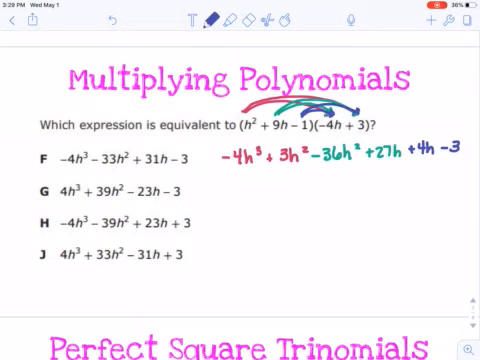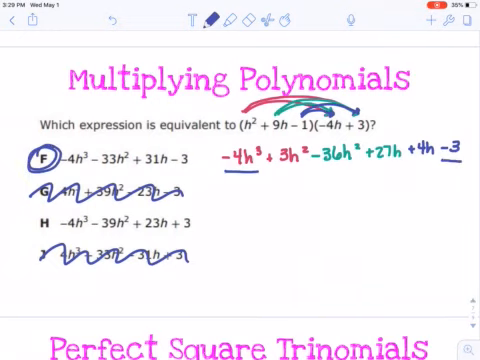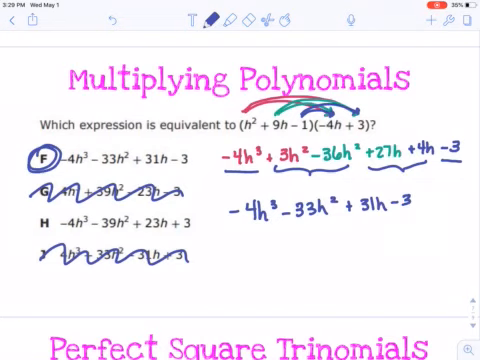Okay? Now, you can kind of figure some things out just by doing this alone. We know that we want to start with negative 4h cubed. So g is out, j is out. Right? Then we also know that we're going to end with negative 3. So really the answer here has to be f, but let's go ahead and combine like terms just to make sure we did this correctly. So 3h squared and negative 36h squared is going to be negative 33h squared, which is good. And then 27h and 4h is going to be 31h, which is also good. So the answer there has to be f.